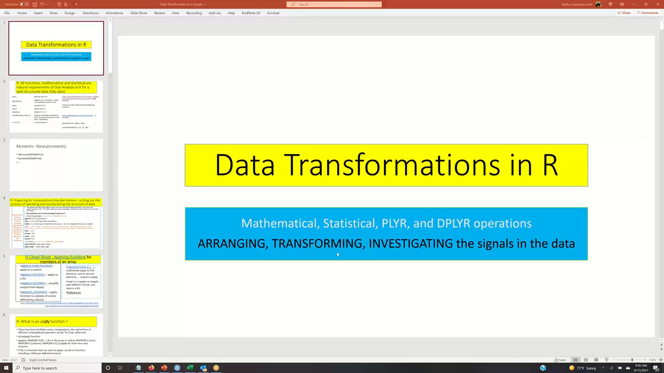And there are many ways to do that. Some of them are purely mathematical transformations, some are statistical transformations. Some of them use what is called the apply group of functions. We say apply R because it resounds well with the R language. We use that, and then there is also dplyr and also dbplyr, which is a database applier. We are going to see some of these things quickly, and dbplyr I will talk about later. They also mean arranging the data, transforming the data, and investigating the signals in the data.